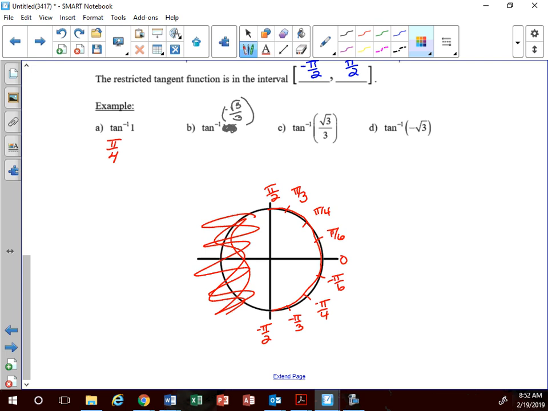All right, where does tangent equal negative root 3 over 3? It's the root 3 over 3, so I know that's an over 6. Is it going to be the positive over 6 or the negative over 6? Negative, so negative pi over 6. So what do you think that makes the answer to C? Positive pi over 6, good.